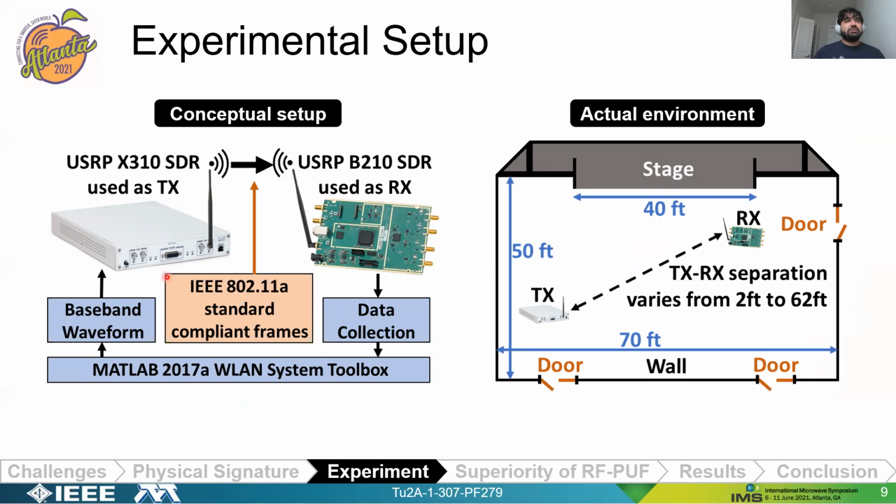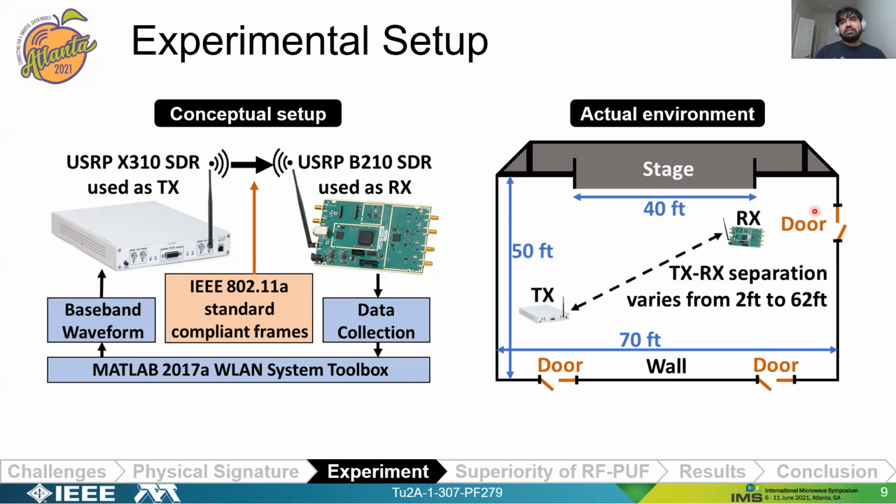So this is the conceptual setup. The experiment was done by Kunal Sankhe and others at Northeastern University. The dataset is available publicly on their website. So here you can see that a USRP X310 SDR is used as the transmitter, and a B210 SDR is used as a receiver. And the transmitter transmits IEEE 802.11 standard compliant frames. These data are generated in MATLAB, and the received data is also collected in MATLAB.